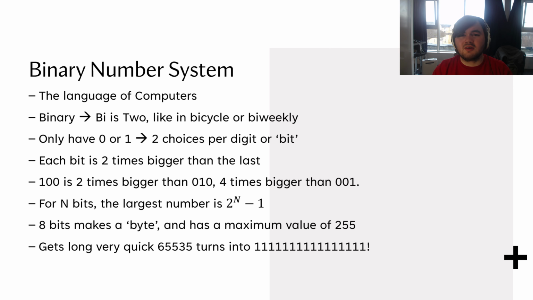If you've ever seen words like bi-weekly or bicycle, you can probably guess that binary is for two number systems. That is to say that you have two choices, 0 or 1. Since there are two possible values per digit, the numbers multiply by 2 with every digit, rather than 10, like in the decimal system. That is to say that 100 is twice as big as 010, which is twice as big as 001.